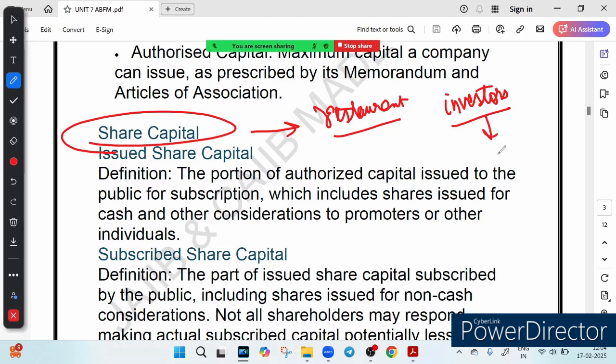So the investor will put in funds, and what will they get in return? They will get a share of the business, right? So this is the importance of share capital. The money raised by selling shares is called share capital.